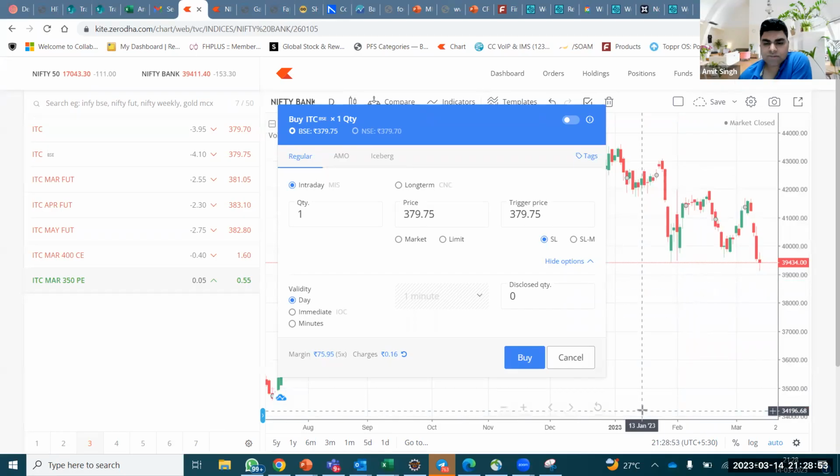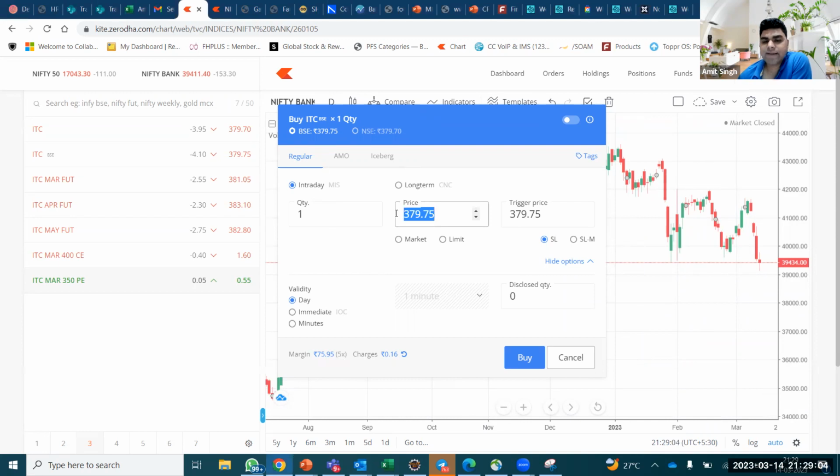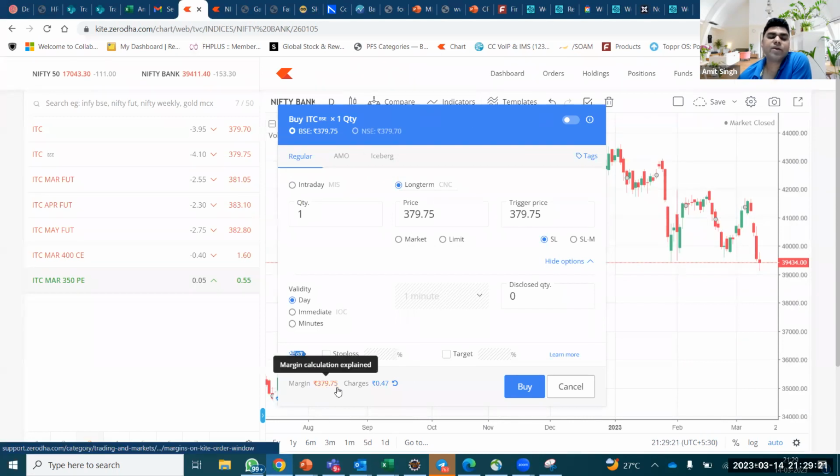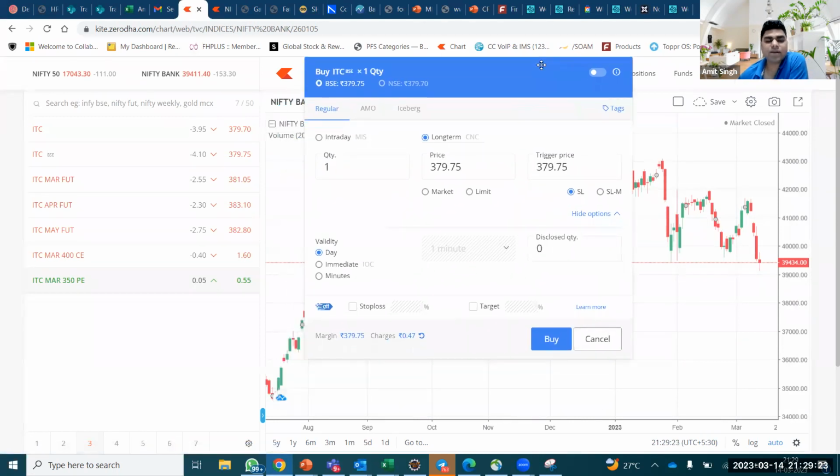So if you choose to trade in intraday, you will get 5x margin, which I was telling you yesterday. Which means if one stock is costing 380 rupees, you need not pay 380 rupees. You can take this trade with just 76 rupees, which is 1/5 of the overall amount in intraday. But if you wish to carry this, which is cash and carry, then you will have to pay the entire amount, which is 380 rupees. Everyone understood this?